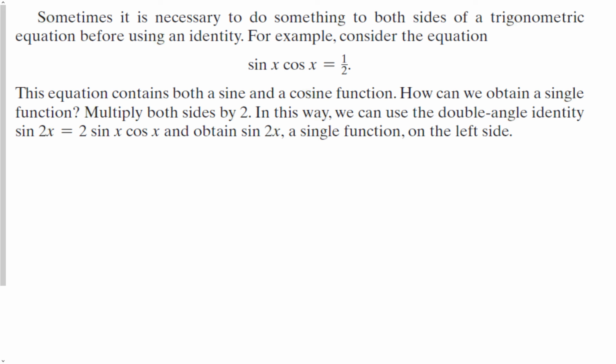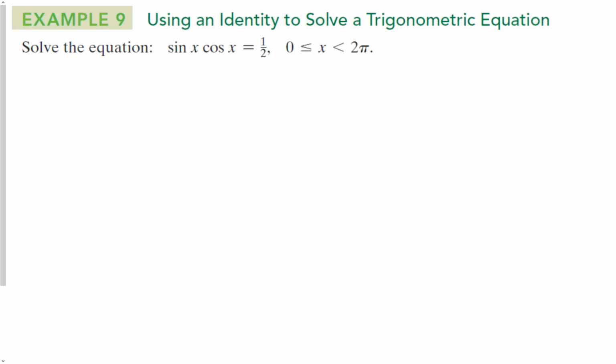Sometimes before you even try to solve the problem, it's necessary to do something to both sides before using an identity. For example, in this question that we're going to do next, this equation has both a sine and a cosine. Can't factor it out. Nothing's squared, so we can't use a Pythagorean identity. But if you multiply both sides by 2, you would get a single function on the left side. And so that's what we're going to do.